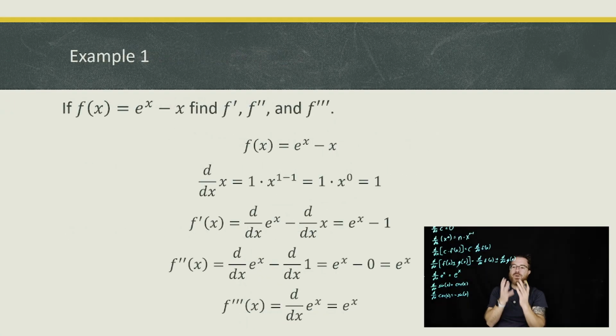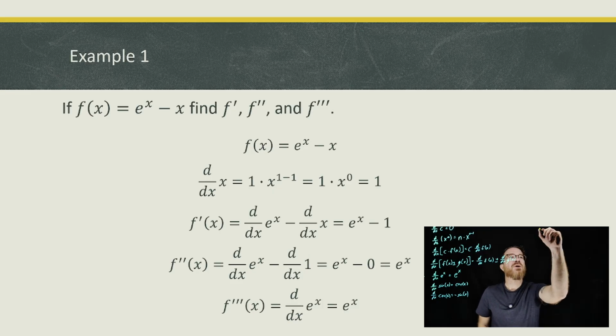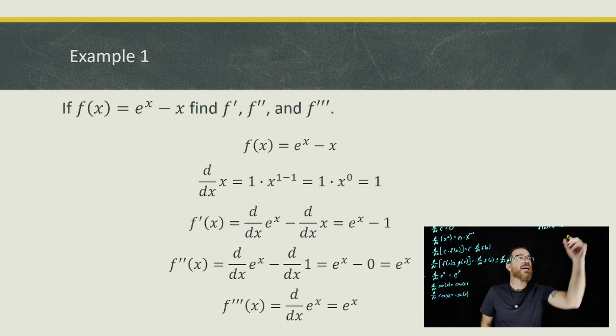So let's look at some quick examples. By the way, I'm going to leave these rules here as we work through the problem, so you always have them to reference. Let's say that we have the function f of x is equal to e to the x minus x. And we want to take the derivative, the second derivative, and the third derivative.